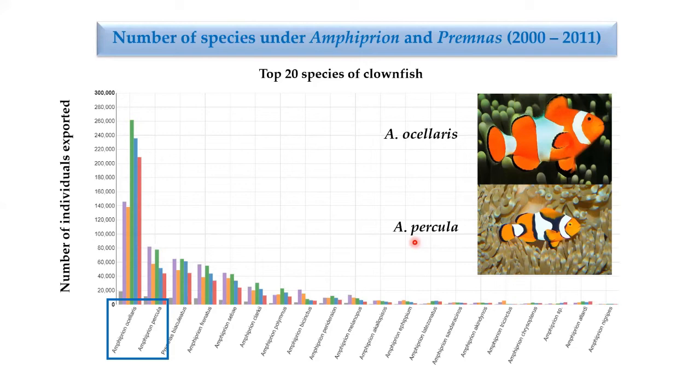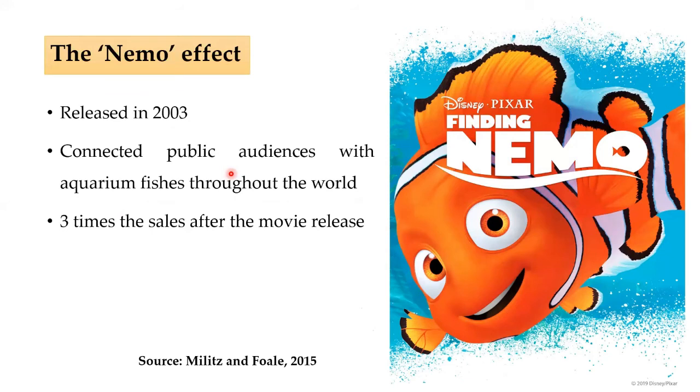If you look at the number of individuals, Amphiprion ocellaris, nothing but Nemo, almost 260,000 individuals have been exported. So this is what we call the Nemo effect, because the film was released in 2003 and it connected the marine aquarium trade with wide varieties of audiences, right? And then the sales increased 3 times after the movie release. So most of the public or the hobbyists started purchasing Nemo fishes for their marine home aquarium. If you look at the exact data, there is almost a 40% sale increase after the movie release.